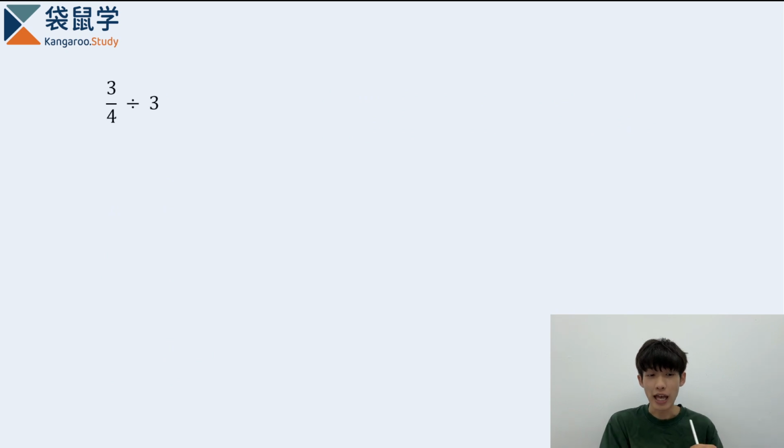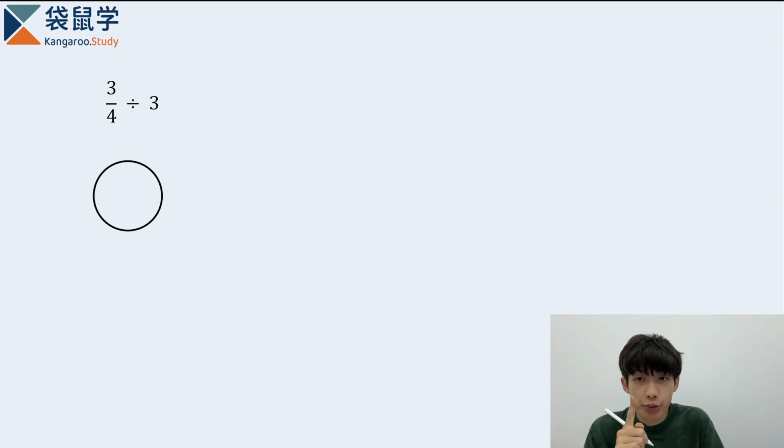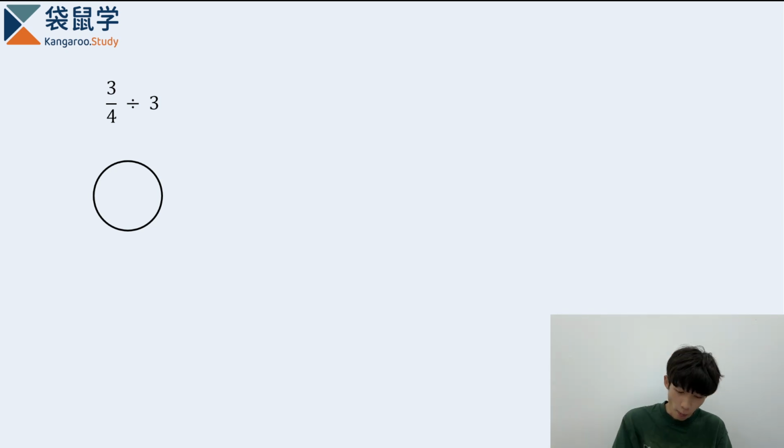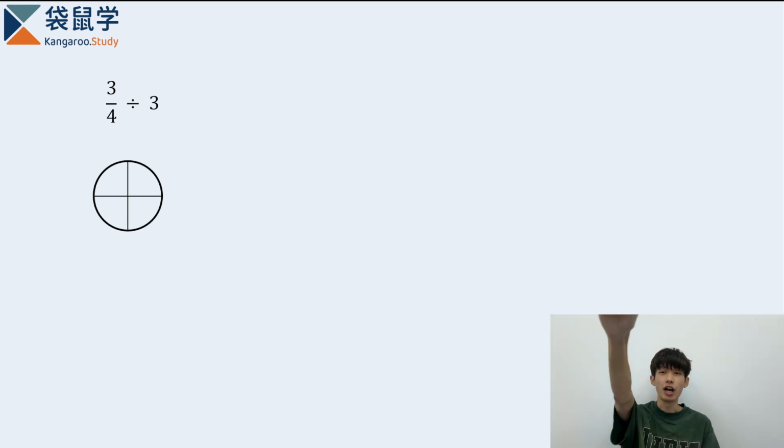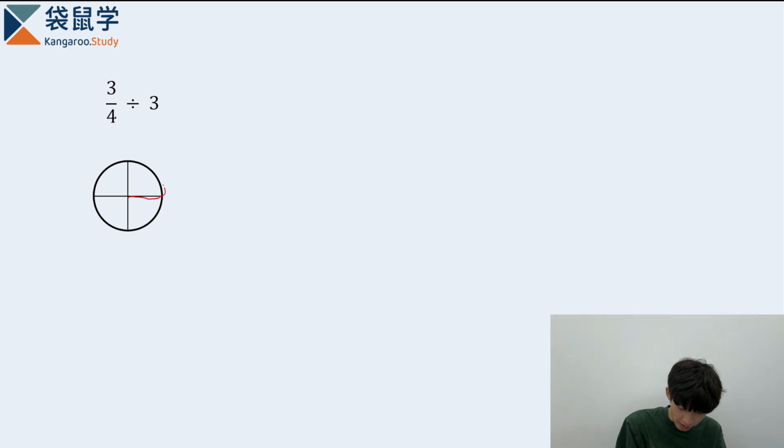By understanding this concept, let's try to understand divisions. For the first one, we have 3 over 4 divided by 3. We can understand this division if we have 3 over 4 of a pie. This circle represents one whole pie, so how do you show 3 over 4 of a pie? By cutting it into 4 parts and taking 3 of them, so let's draw 3 of them.